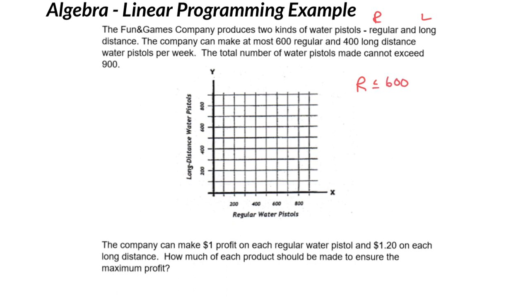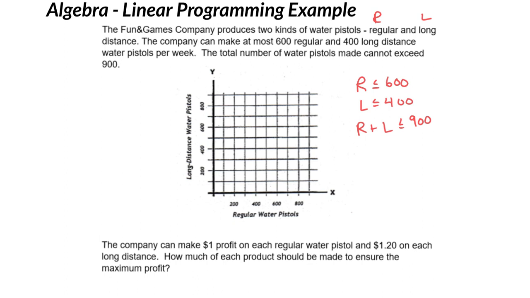When you're writing these inequalities, I would always stop and say, what does it mean? When I say I can make at most, does that mean I can make more or I can make less? Of course, in this case, it means you can make less. And 400 long distance. So same thing, I can make less than 400, but I can't make more. The total number cannot exceed 900. So if I add these two together, it has to be less than or equal to 900.